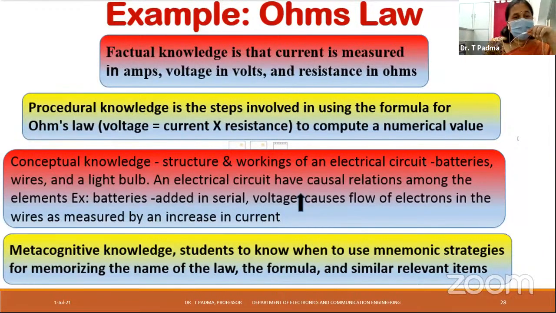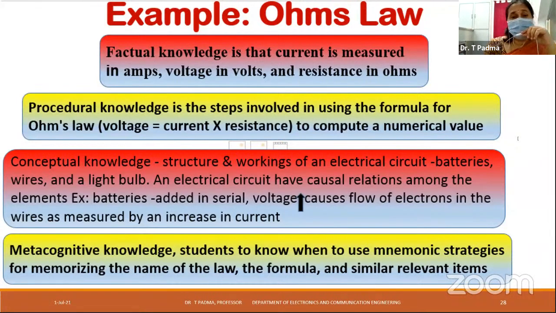Coming to the conceptual knowledge, we give some electrical circuit, which has some batteries, some wires, some bulbs, etc. We ask them to calculate the current. How is the voltage, whether it is increasing or decreasing, how is the current flow, whether increased or decreased. It totally depends upon the conceptual knowledge.